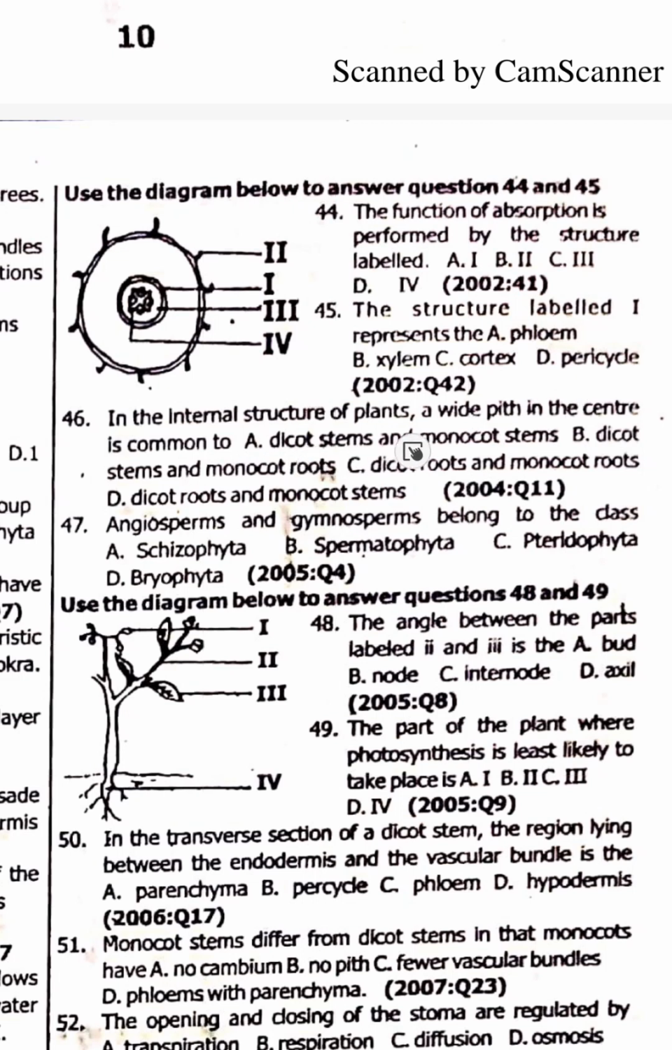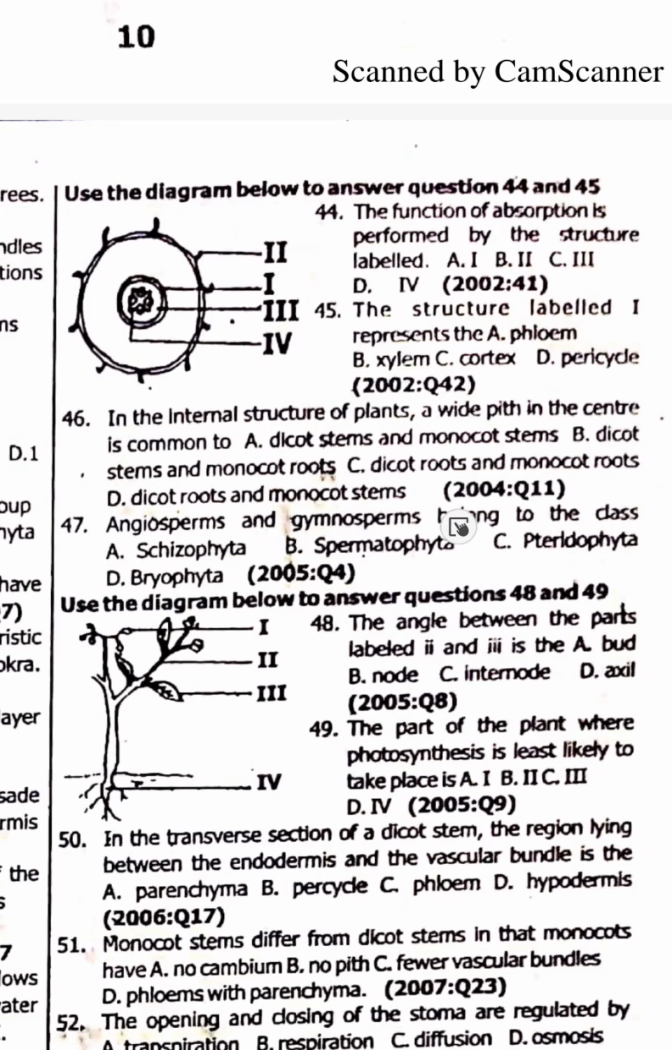46. In the internal structure of a plant, a wide pit in the center is common to which? Is it dicot stem and monocot root? Dicot stem and monocot root. Now 46, option B. Dicot stem and monocot root, correct.